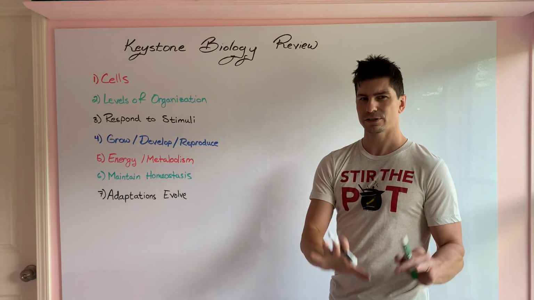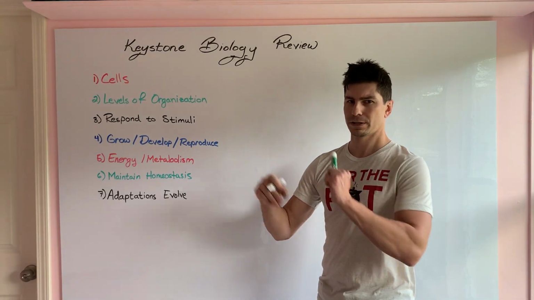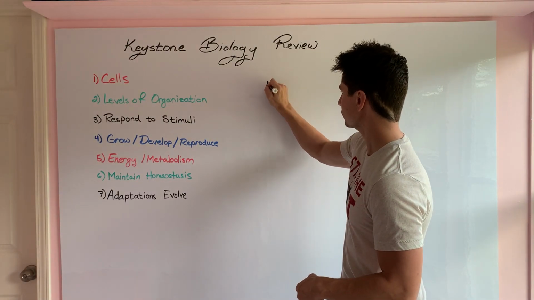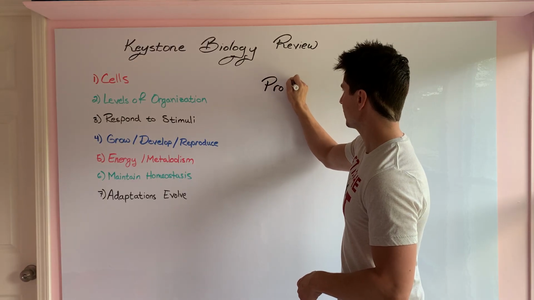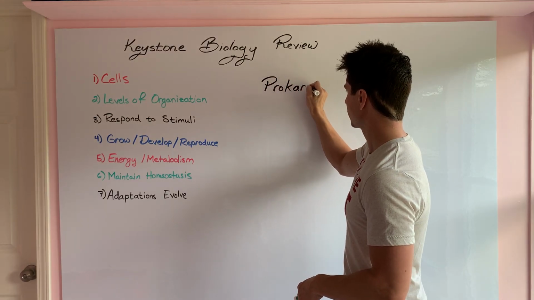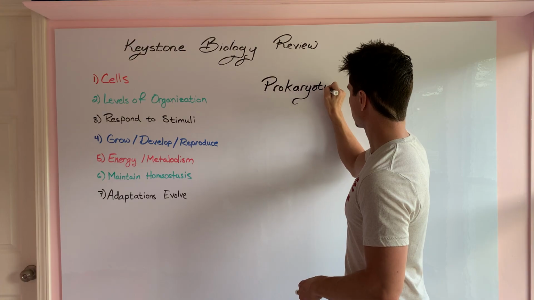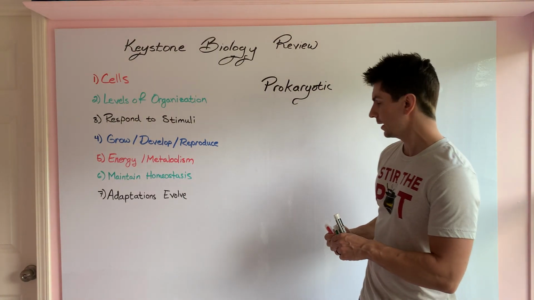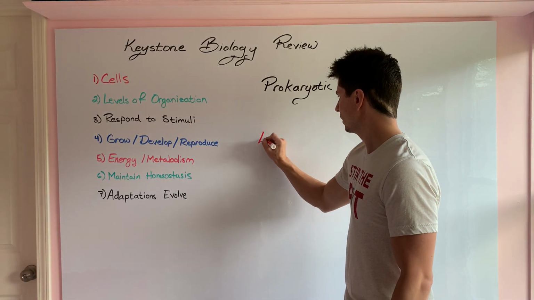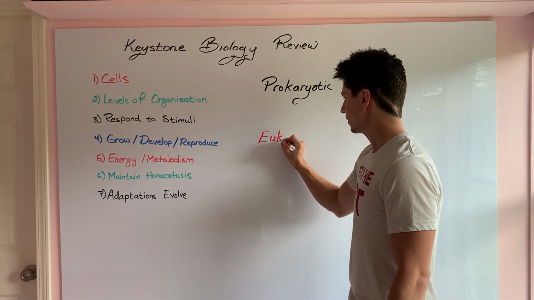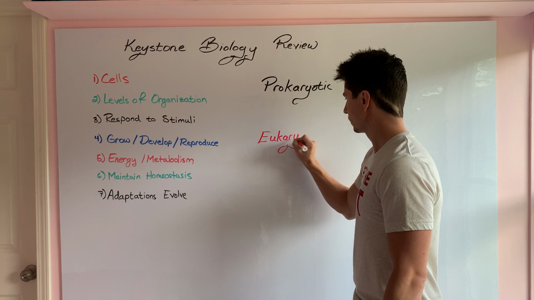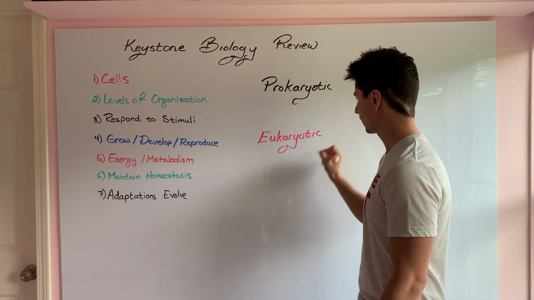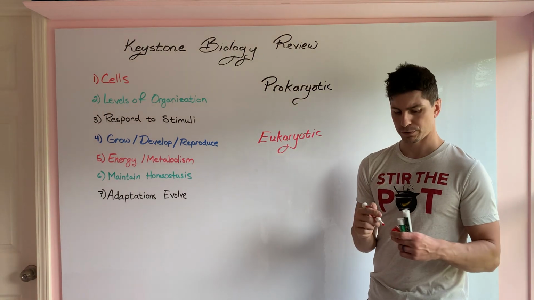All right. Now, the other 2 vocab words that are important to go over for the Keystone, and I'm just going to touch on them here and explore them a little bit more in a later video, are prokaryotic cells. So a cell can either be a prokaryote, or prokaryotic, or it can be a eukaryotic cell. Okay? Now here's the difference between them.